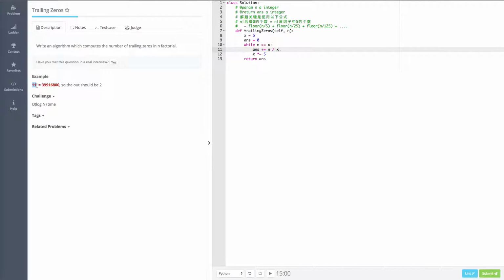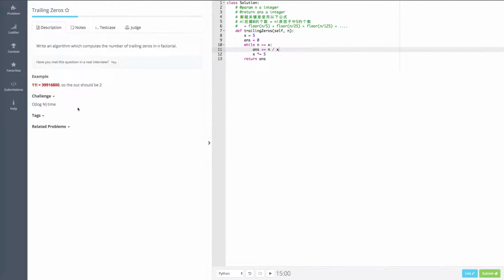11's factorial is this number, and in this number we have 2 trailing zeros. So the algorithm is going to just return 2. So that's what it means. The really challenging part is this: we have to calculate this in O(log n) time.